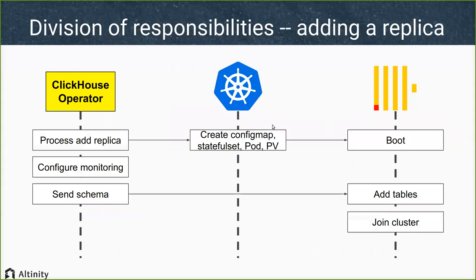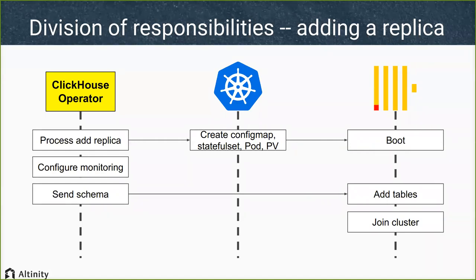Now let's move to the next slide and take a look at another area. The cluster upgrade is a complex procedure. It involves three parties: the ClickHouse operator, Kubernetes itself, and ClickHouse. For example, if we are adding a new replica to the cluster definition, all three parts are involved in this procedure. Let's take a look at how exactly it works.